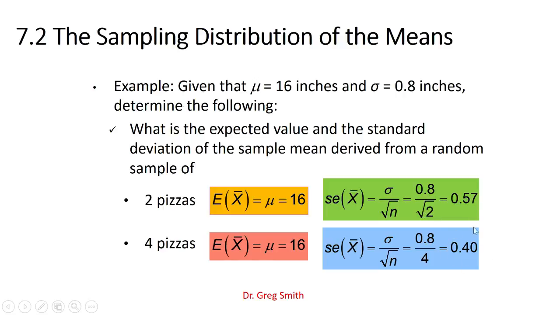We have more precision here. We have less variation about the mean. So in terms of unit distance away, one being 0.57, one being 0.4, less variation means a tighter fit to the mean. More n, in this case more pizzas, creates more precision.